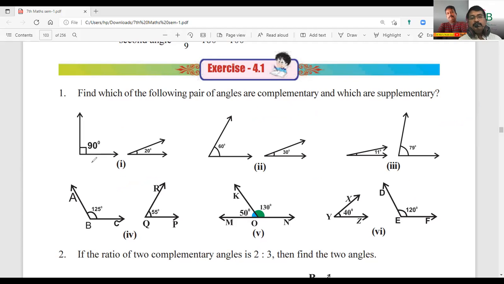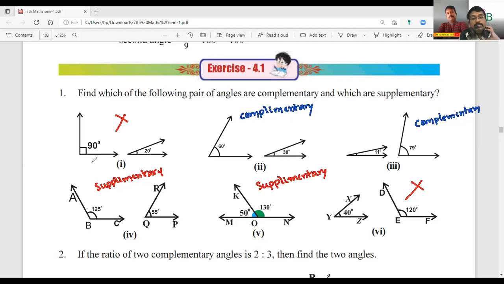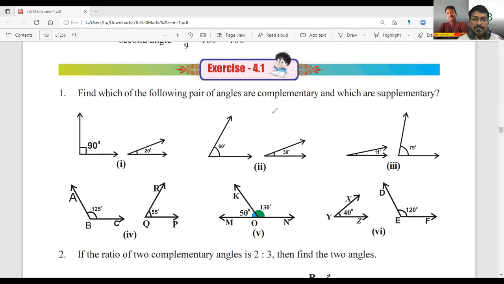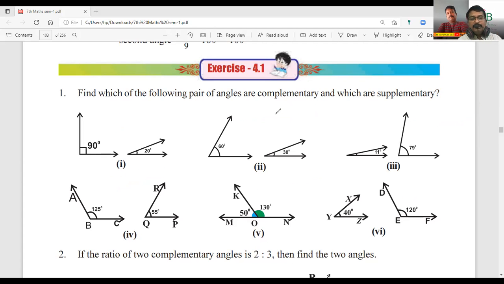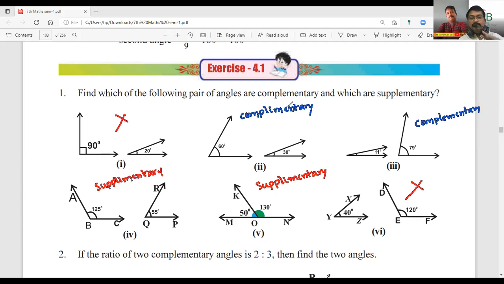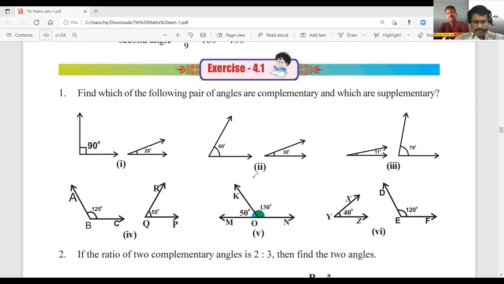Sorry, we can judge it as either complementary or supplementary. If they are complementary, we can write complementary. If they are supplementary, we can write supplementary. If they are neither, we can strike off. Okay? We can strike off.